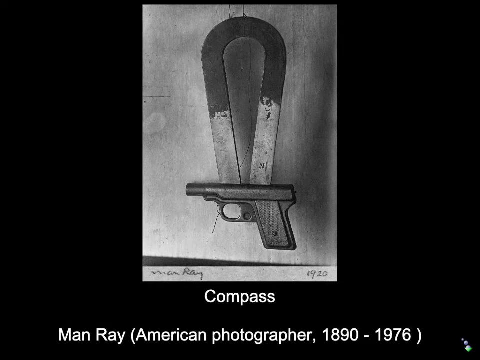He's using a toy pistol and a big U magnet. You can see the N there on the right leg of the U magnet. The magnet is suspended. It is placed on a wall. The magnet is suspended by a string, and the pistol is stuck to the magnet by magnetic power. So he's taken two found objects, right, ready-mades, that were not art, but he's imported them into art.